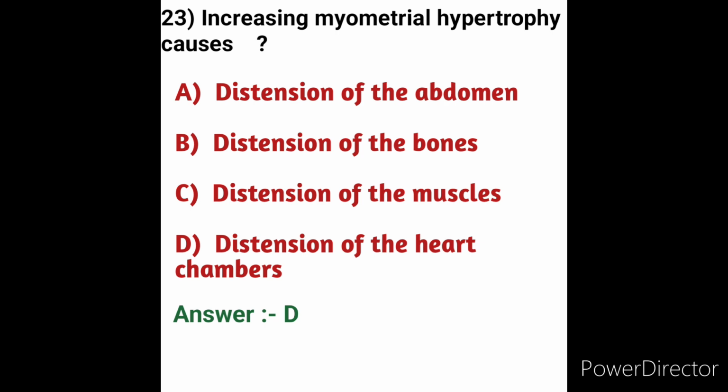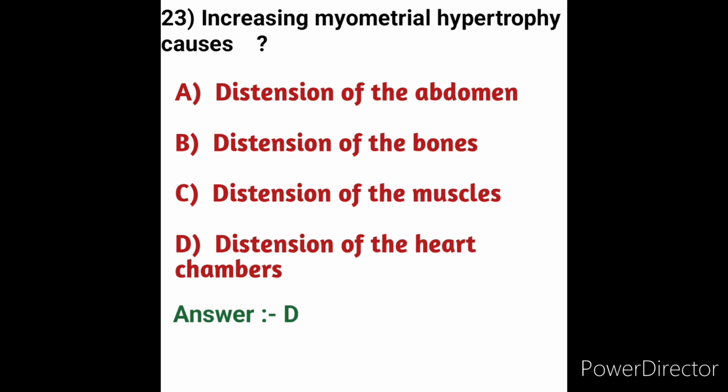But what is the meaning of hypertrophy? Hypertrophy means increasing the size of a cell or increasing the size of the tissue. Here myometrial hypertrophy means increasing the size of the cell or the size of the tissue, increasing the overgrowth of the walls in the heart, distension of the heart. Here the correct answer is option D.